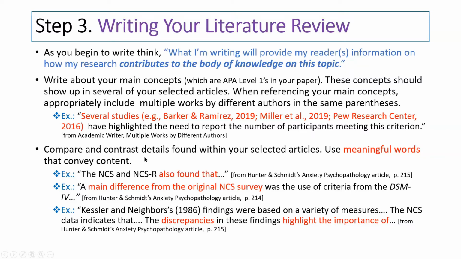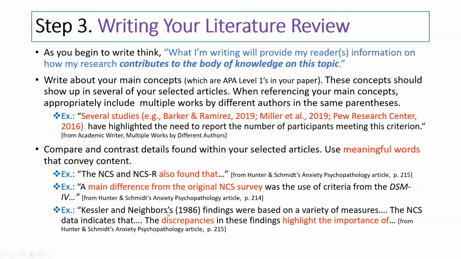The next thing that you need to do, you can compare and contrast. And remember, every time you're writing your paper, you don't want to say these things were alike and these things were different and kind of just boil it down like that. You need to give really good supporting information and meaningful words about what you're saying. So you can see there were 2 studies, the NCS and the NCSR, also found, and that comes from a literature review that I've quoted quite frequently throughout this PowerPoint, and you'll find the link to it on one of the last slides in this PowerPoint. A main difference, not just a difference, but a main difference from the original NCS survey. So they're telling you how this one is different, not just that it was different, but it gives you the information of how it was different.